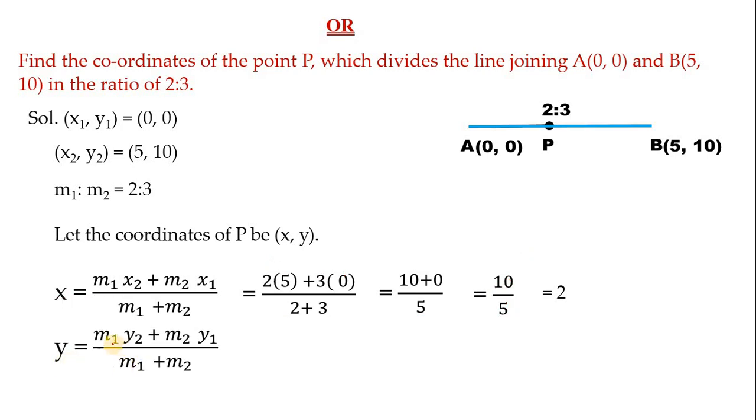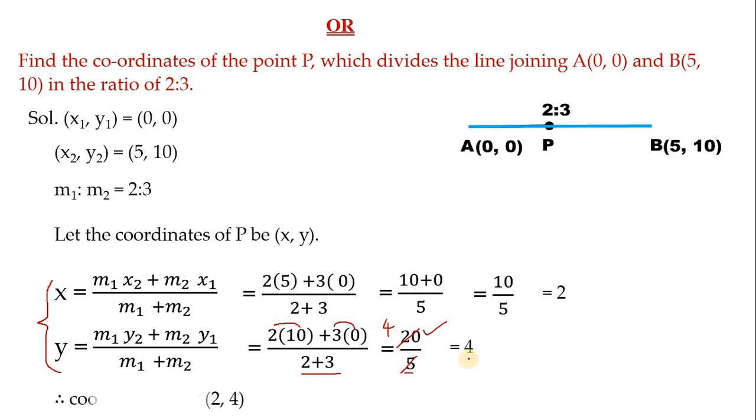The y formula is m1 y2 plus m2 y1 by m1 plus m2. Children, here I have solved separately. You may solve by writing together, substituting the values and simplifying. So 2 tens are 20, 3 zeros are 0. So 20 plus 0 gives 20, 2 plus 3 is 5. So 5 fours are 20. The y value is 4. Therefore, the coordinates of P are (2, 4).